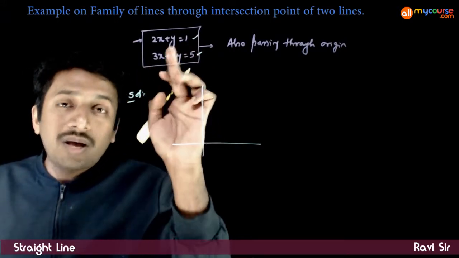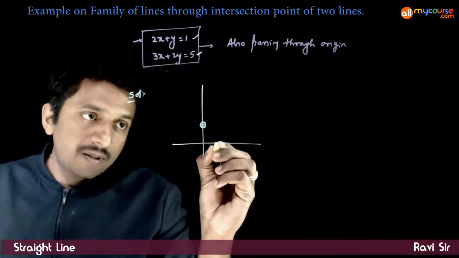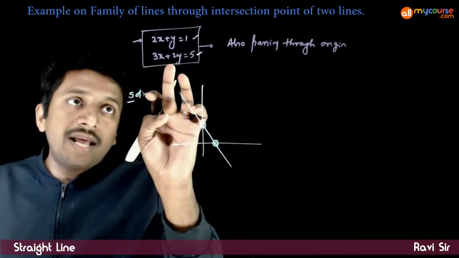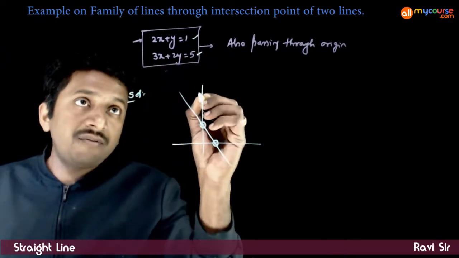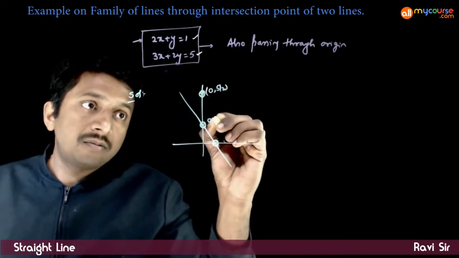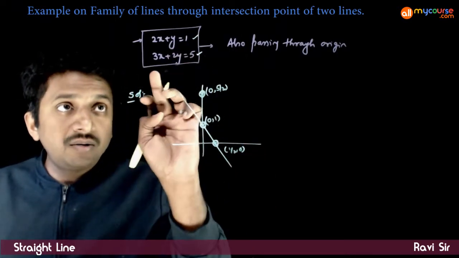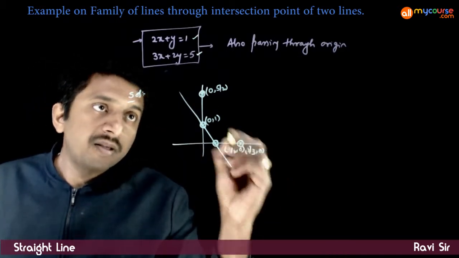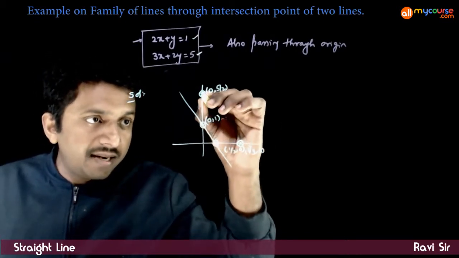So when x is equal to 0, y is equal to 1. When y is equal to 0, x is equal to half. So the first line looks like this. When x is equal to 0, y is equal to 5 by 2, that is 2.5. And when y is equal to 0, x is 5 by 3. So you have a line which looks like this.